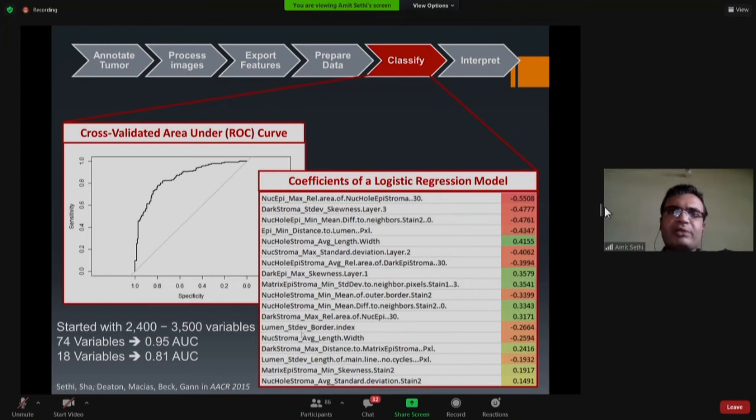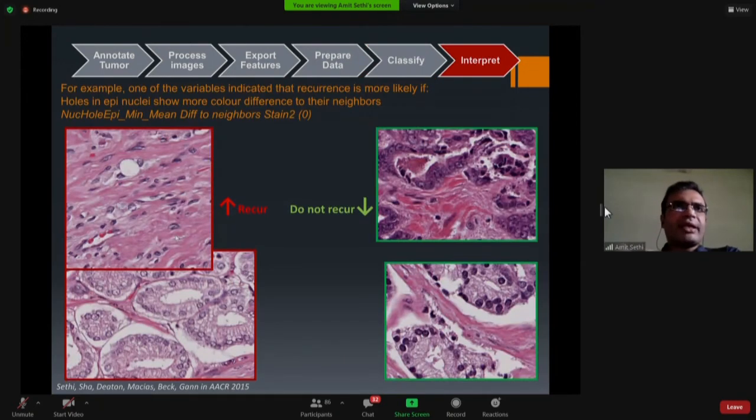For example, lumen standard deviation of border index. So border index is the smoothness of the gland, and if there is high standard deviation, that means the person is less likely to have cancer come back. So we are looking at these features now, and we are trying to interpret what it actually means in terms of physical shape in the cancer.